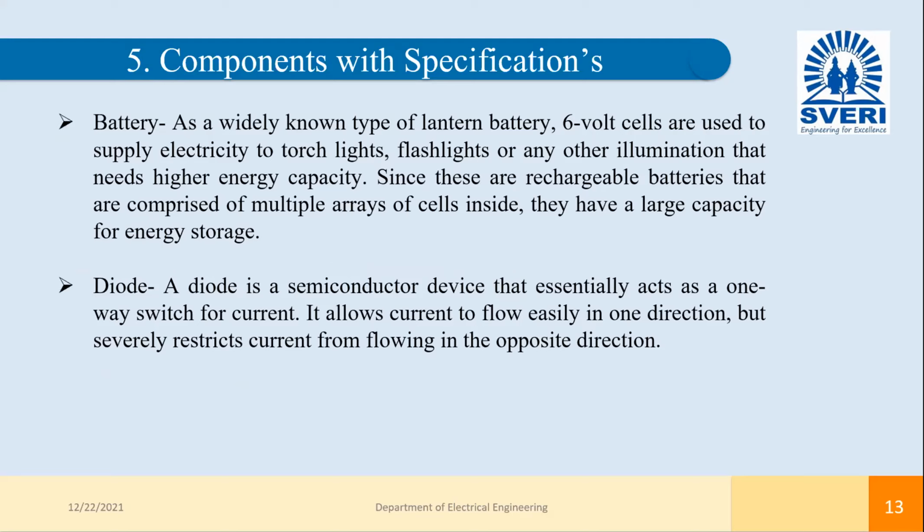Battery. A battery is a device which stores generated energy. It is widely known as a type of lantern battery; 6 volt cells are used to supply electricity to the torchlight, flashlight, and any other illumination. Diode. A diode is a semiconductor device that essentially acts as a one-way switch for the current. It allows current to flow in one direction.